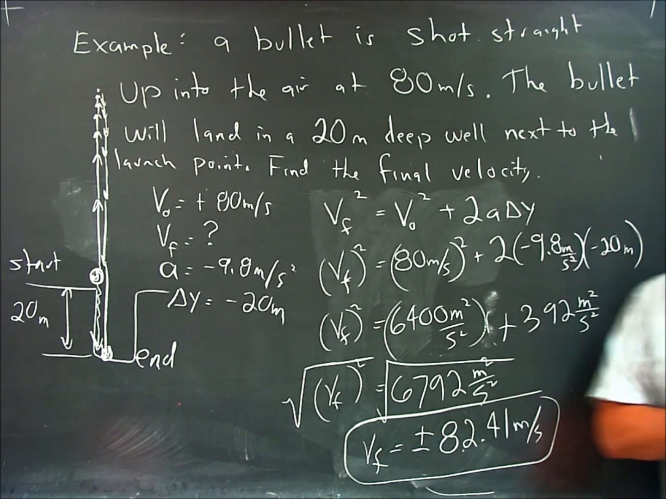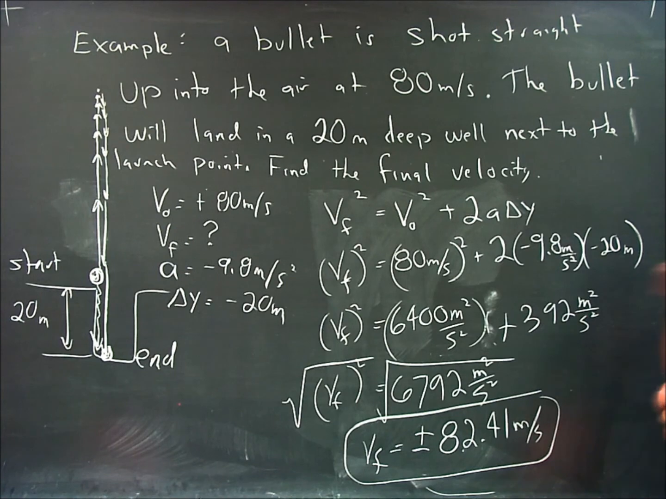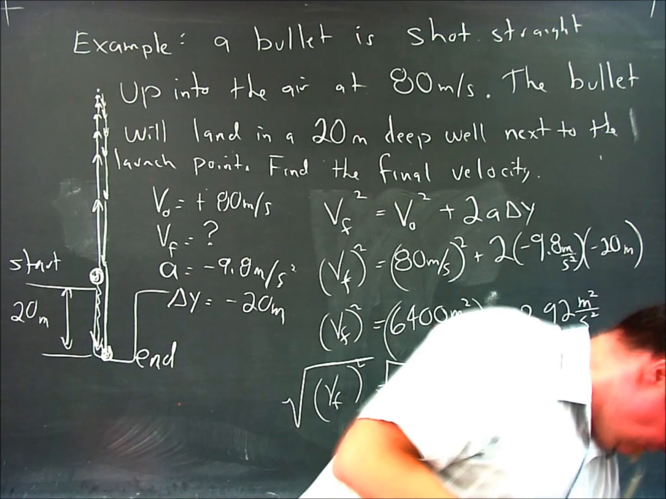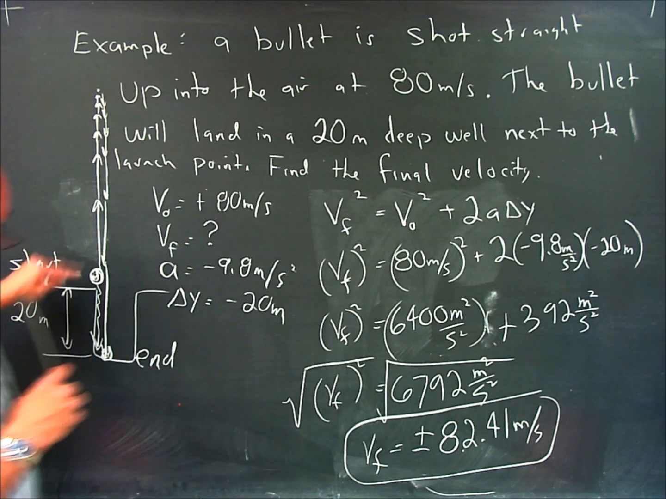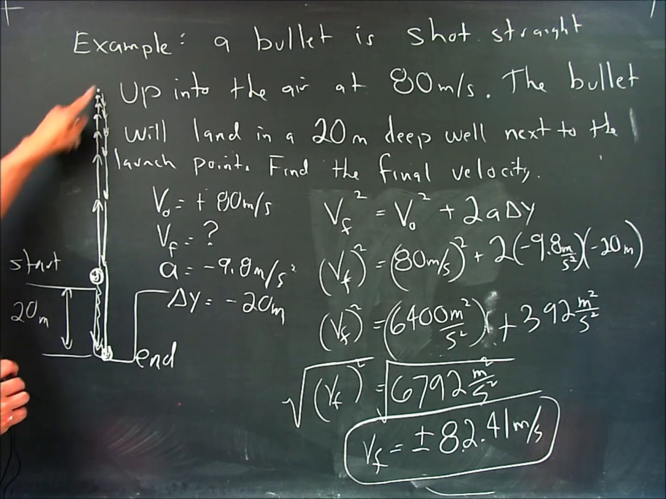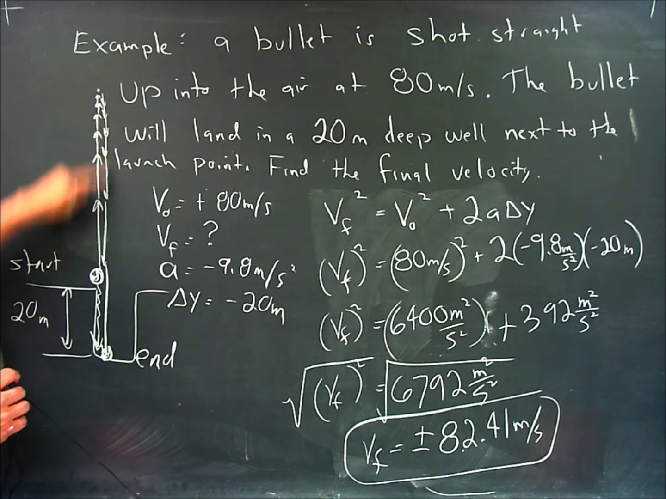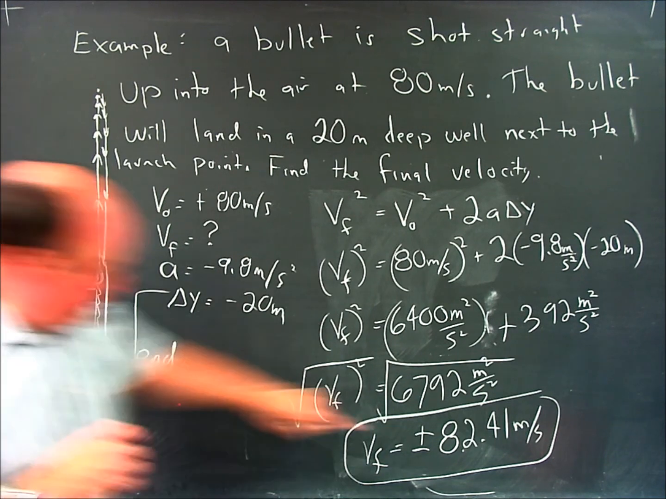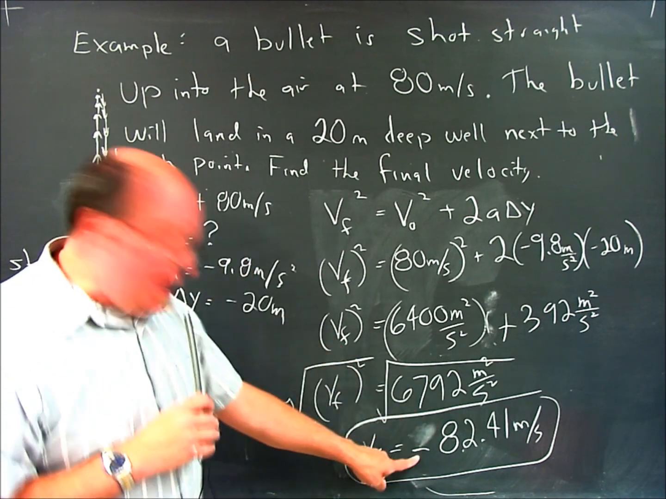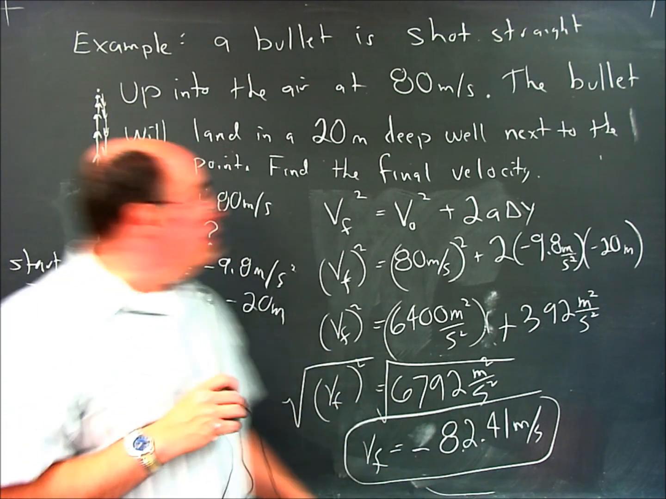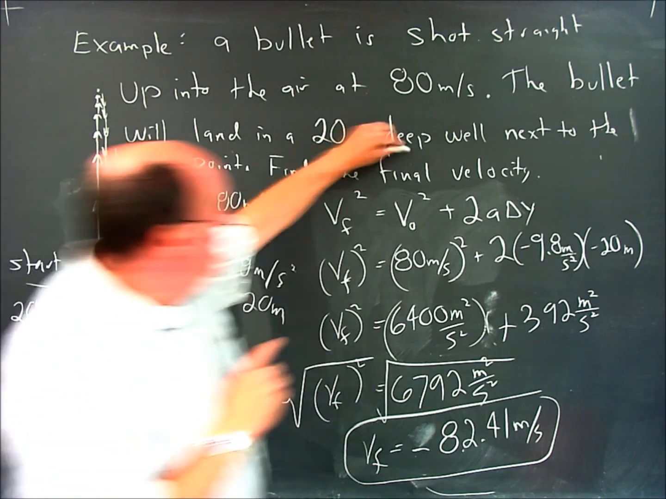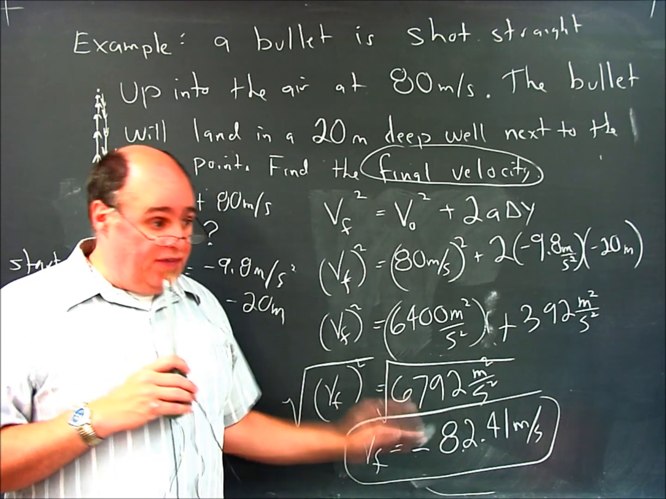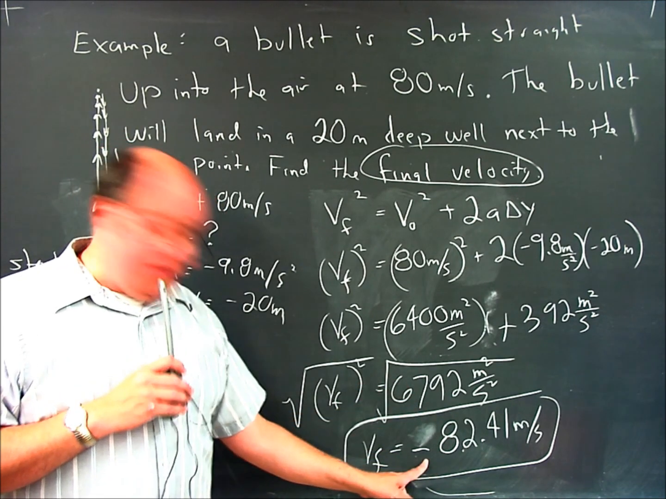And which one is it going to be, the plus or the minus, or both? Well, the ball was shot up. The ball went up, up, up, stopped, came down, down, down, faster, faster, faster. So this is where it's ending, and it's moving in the downward direction when it's coming down. So we would have to say that the final velocity would be negative 82.41 meters per second. If they had asked us for the final speed, then you could say the number 82.4. But they said find the final velocity, so it's 82.41, but you have to have that negative sign in front.